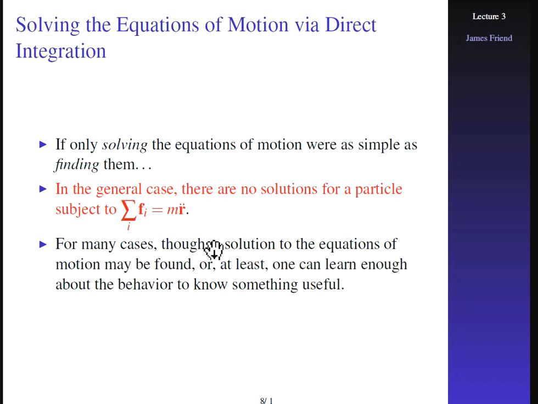In general, there are no solutions for a particle subject to Newton's second law. In other words, the sum of the forces is equal to m r double dot, and this is where we're assuming constant mass even. But for many cases, we can find a solution to the equations of motion. At least one can learn enough about the behavior to know something useful. For example, you can use those first integrals that we talked about from the very first lecture.